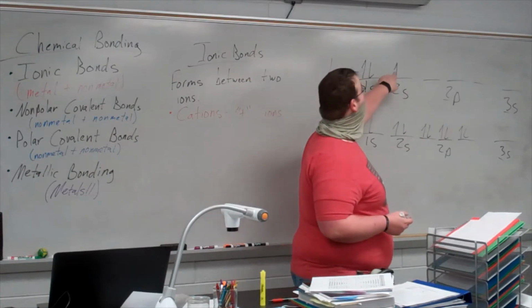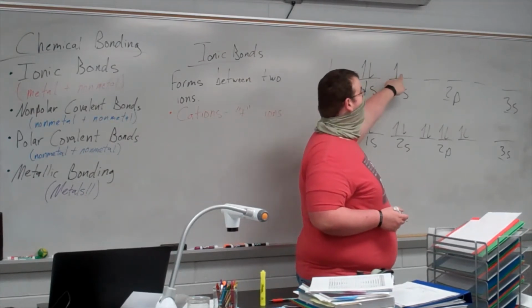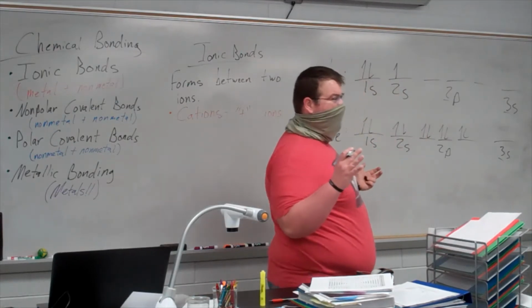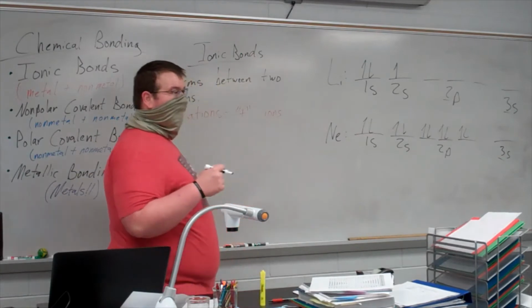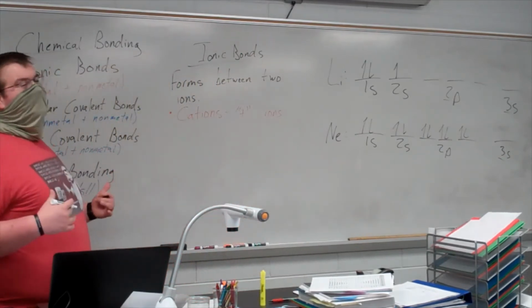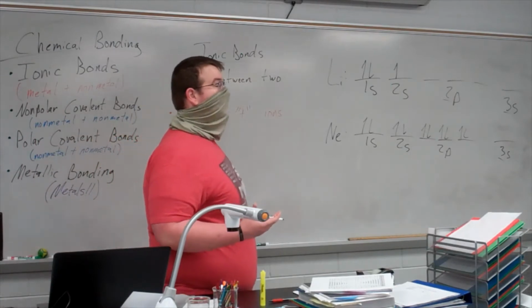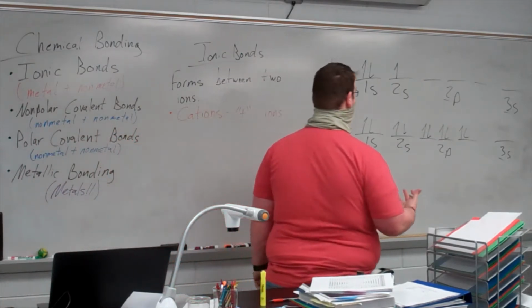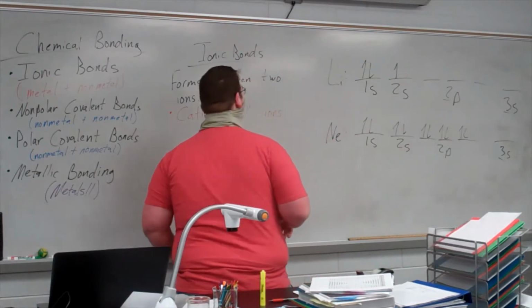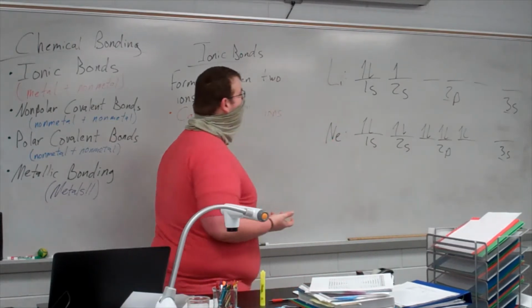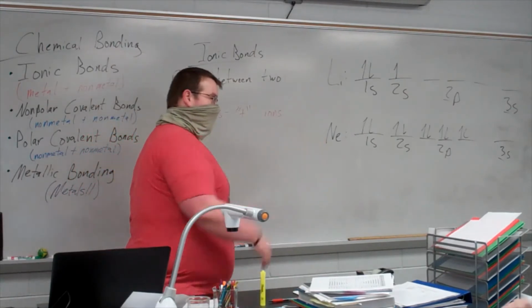So if it lost an electron, and this electron right here just went away, then it would have a full outer shell. Is it easier to pick up 7 or to lose 1? It's easier to lose 1. So in this case, this is what lithium will do. Lithium will find somebody, and they will just give it away to them.